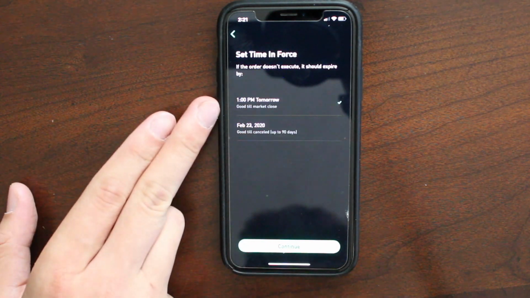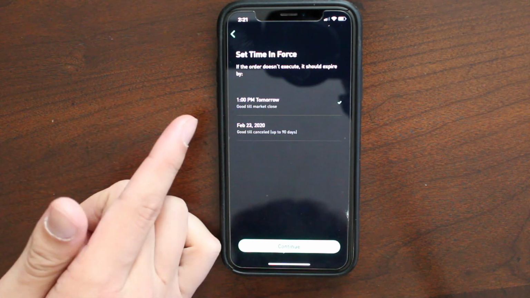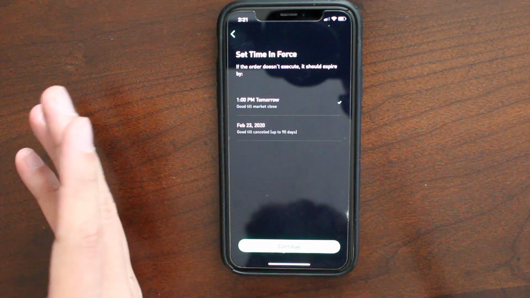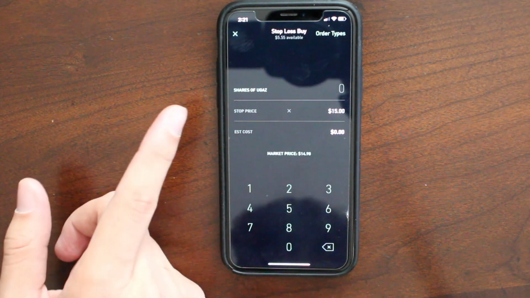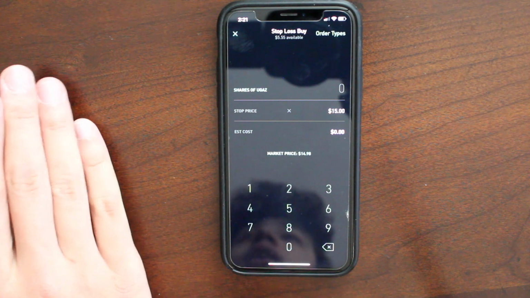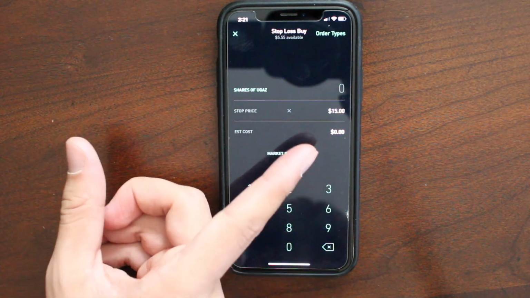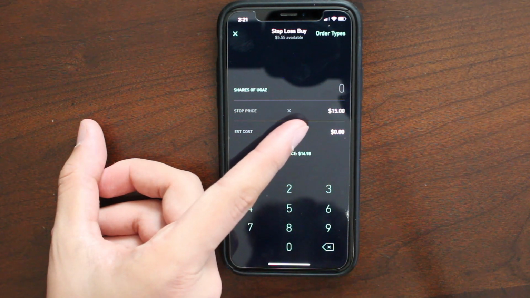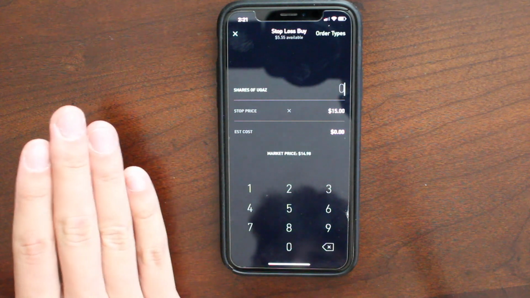These are just more options. It's just asking good till market close, which tells you when you want to cancel your order. Then you just hit continue, and now the order is done, everything's saved, all options are saved. So we have a stop price at $15. Now when the market reaches that price of $15, it will fulfill our order. That's the great part about it. We don't even have to be there for it.